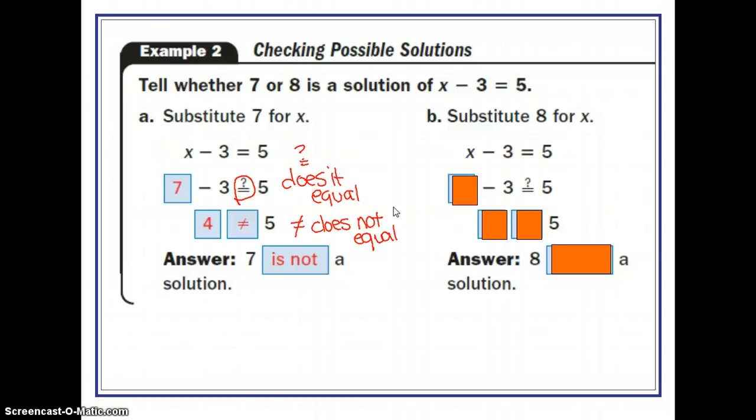How about 8? If we substitute 8 in for x, 8 minus 3, is that equal to 5? Well, it is 5, so it is equal to 5. It is a solution.